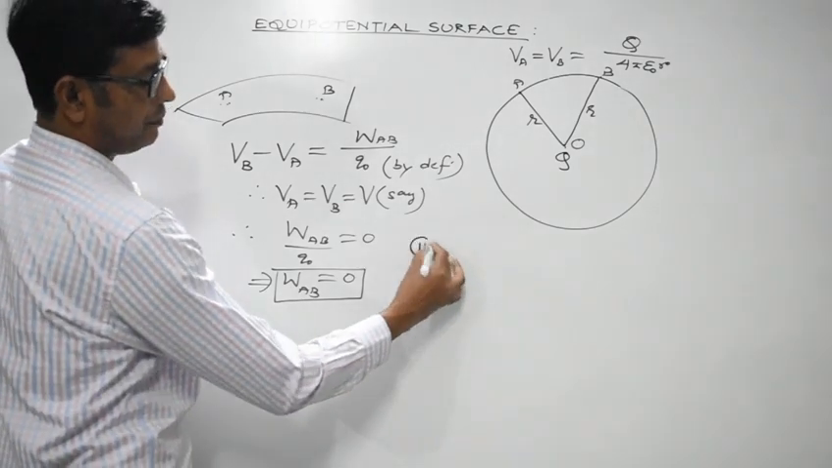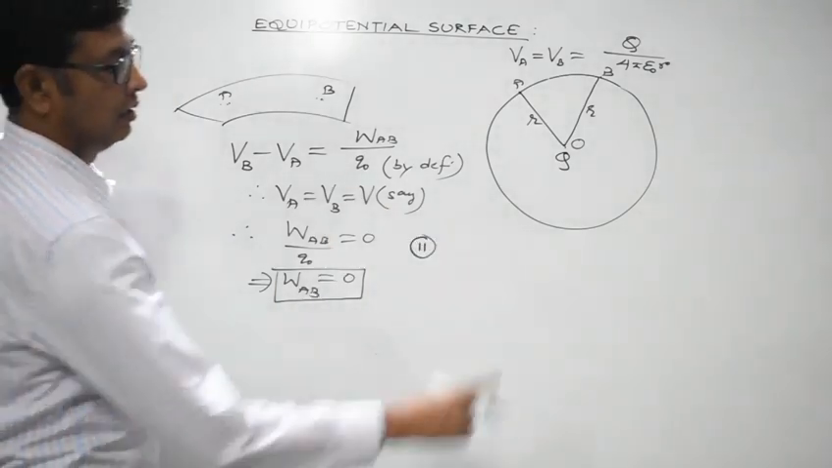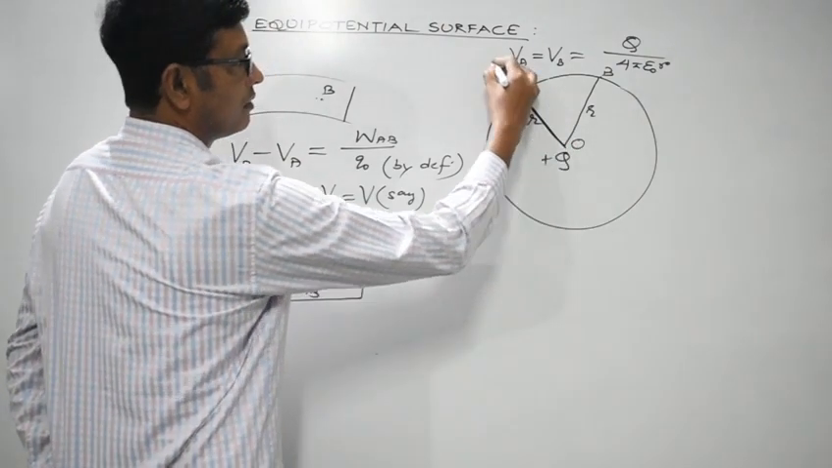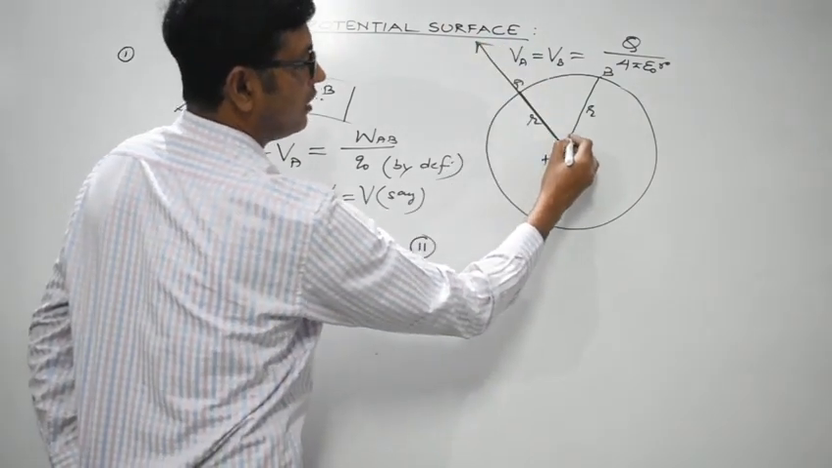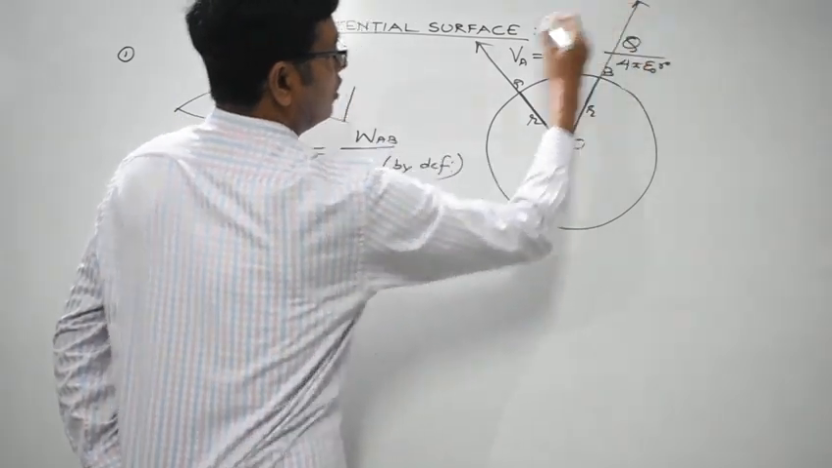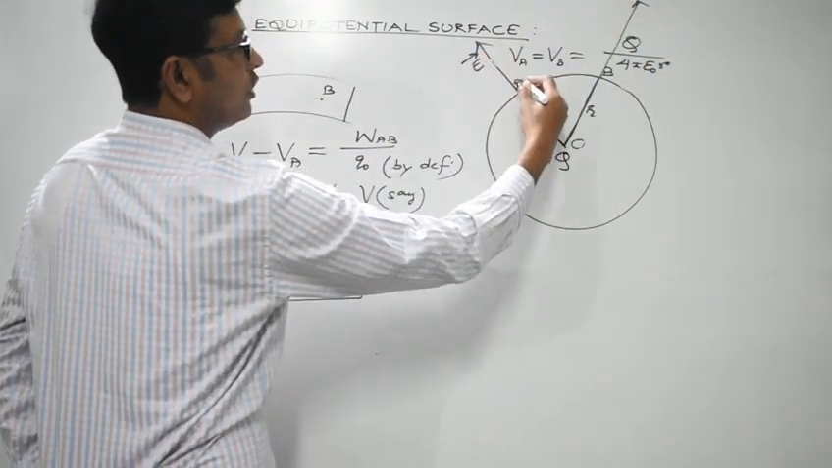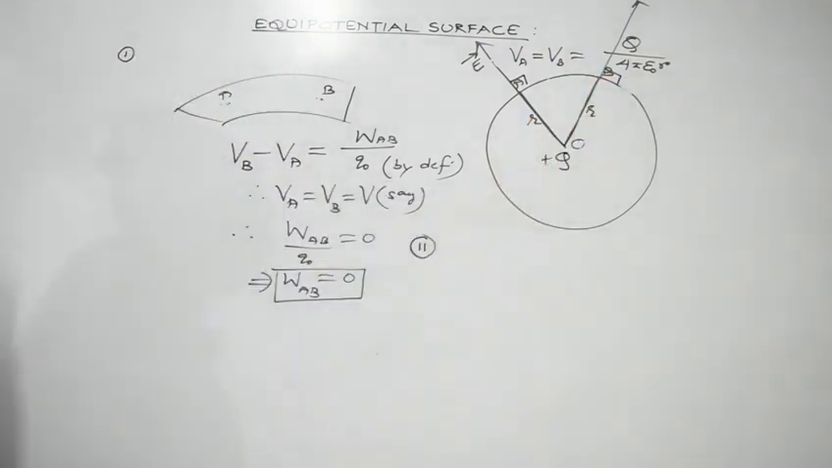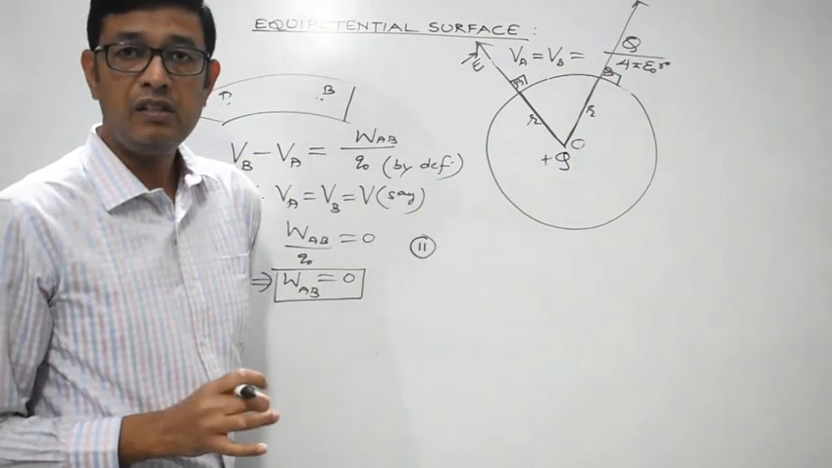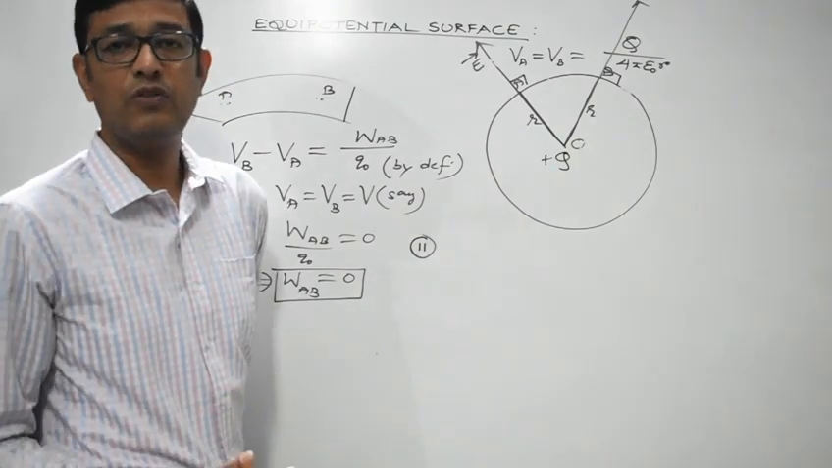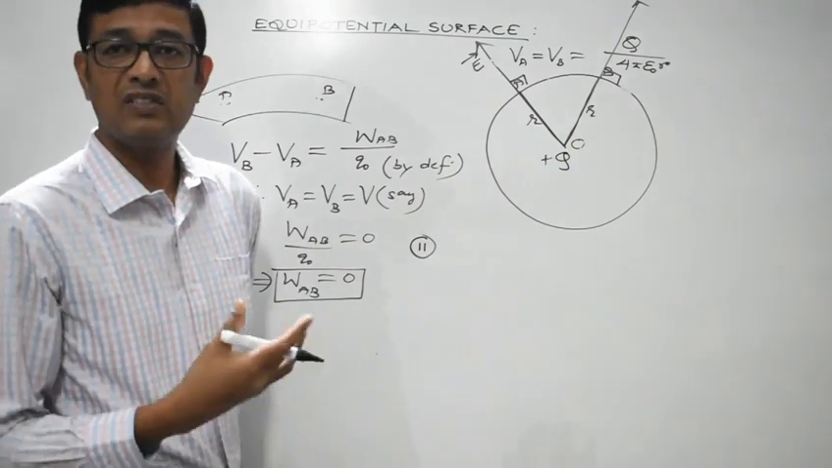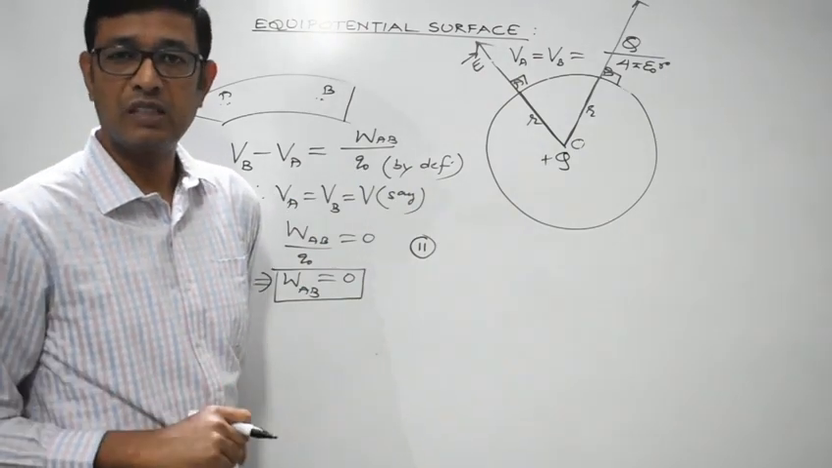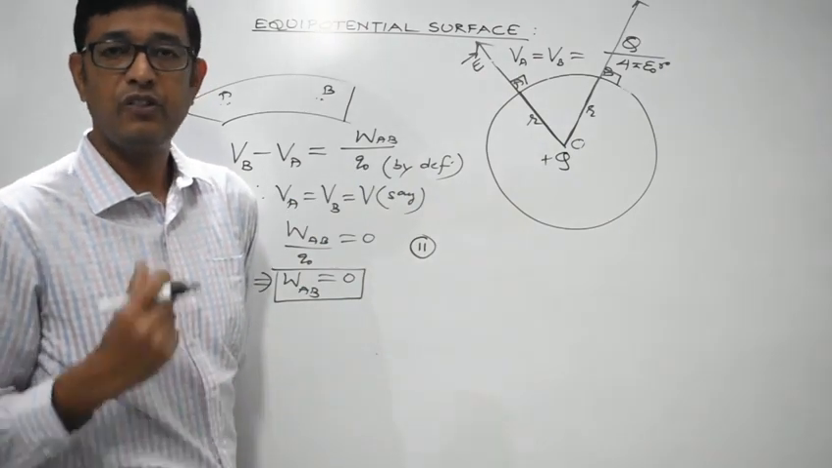Second, suppose this is source charge. The field lines will be like this. It will emanate from the positive charge. The field lines will be like this. So this electric field, it will always make an angle of 90 degree with the equipotential surface. The electric field always makes an angle of 90 degree or it is always at right angle to the equipotential surface. This also we can mathematically justify or verify.